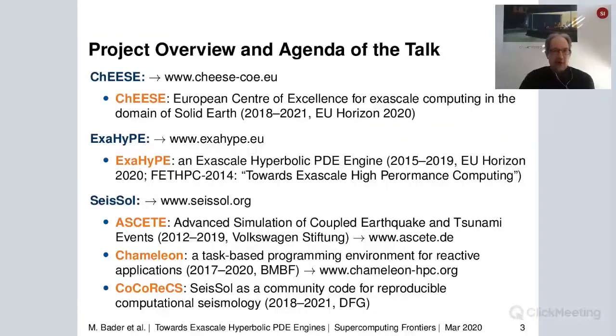So the agenda of my talk is very much dominated by software projects that we've been doing in the last years. I want to acknowledge especially the ChEESE European Center of Excellence, in which both codes, ExaHyPE and SeisSol, are further developed at the moment. ExaHyPE was developed as part of a Horizon 2020 project, and SeisSol was also funded by a couple of projects in the last years.